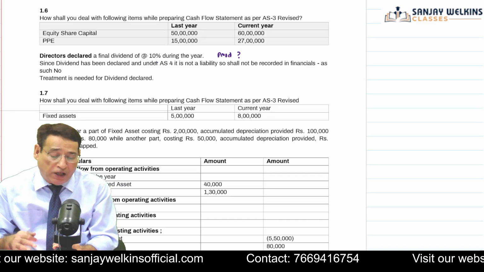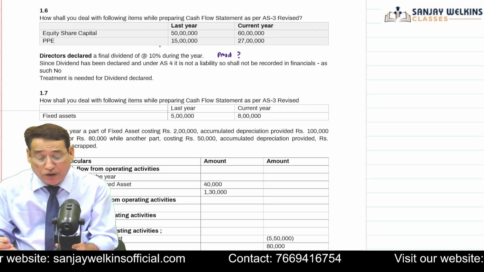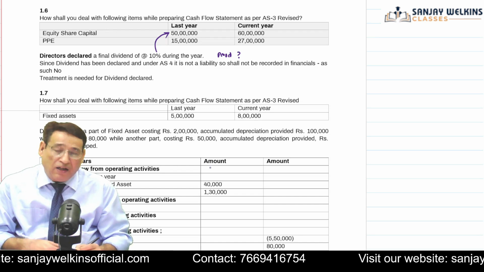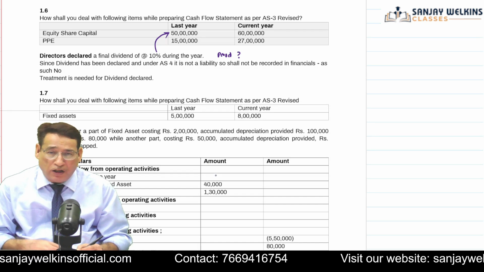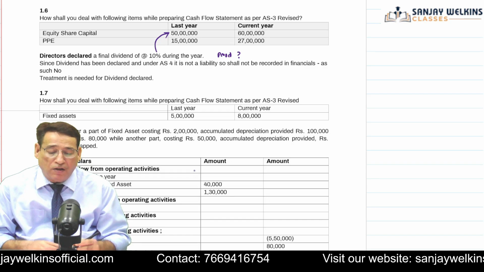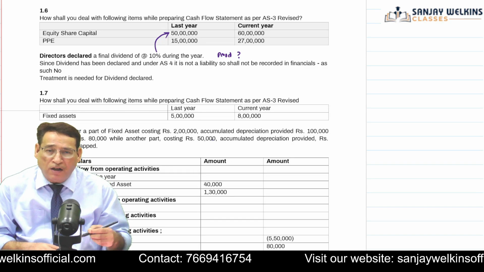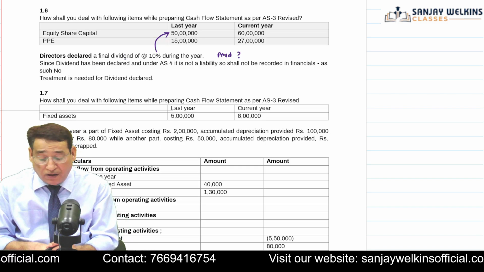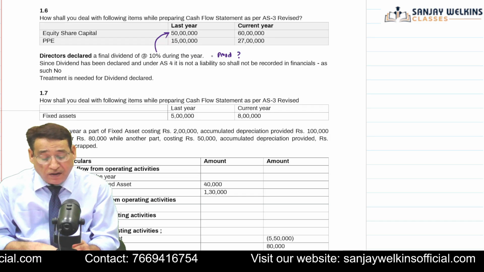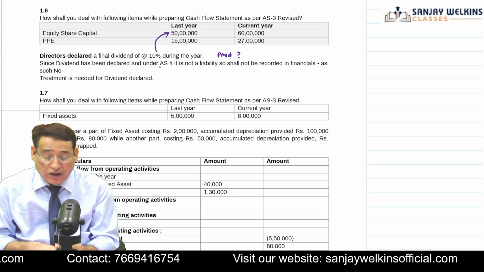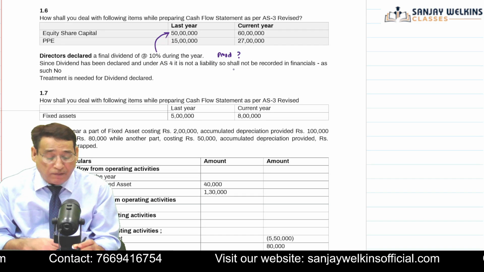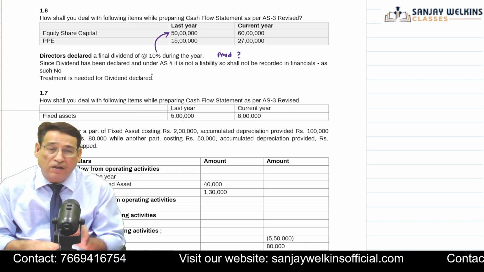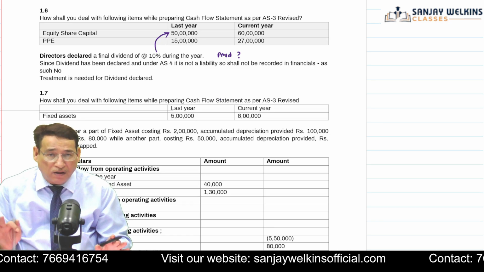However, if the word paid would have been given, in that case I would have computed 10% of 50 lakh, 5 lakh, and then I would have added 5 lakh to the cash generated from operating activity, and also shown 5 lakh under investing activity. Is it clear to you? So, directors declared a final dividend of 10%. Since the dividend has been declared, under AS4 it is not a liability, so it shall not be recorded in the financials. As such, no treatment is needed for dividend declared. Is it clear to you?